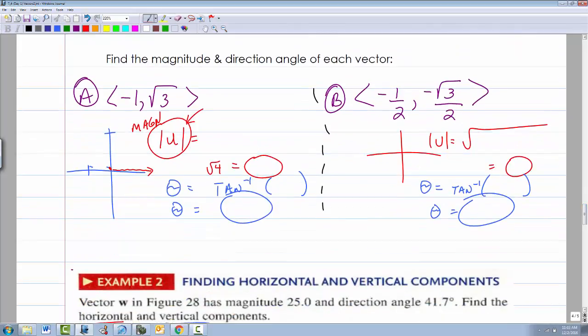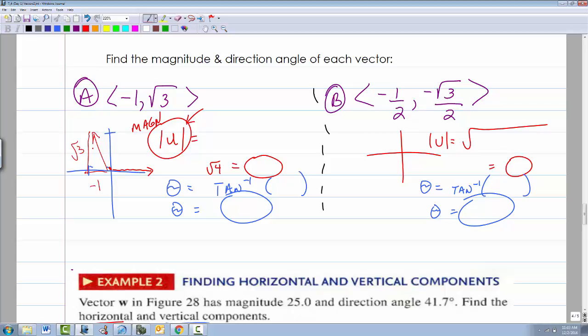Then why are these no calculator questions? Again, I want to fly by this. Because you should recognize instantaneously negative 1 comma root 3. Negative 1, root 3. This is the vector.